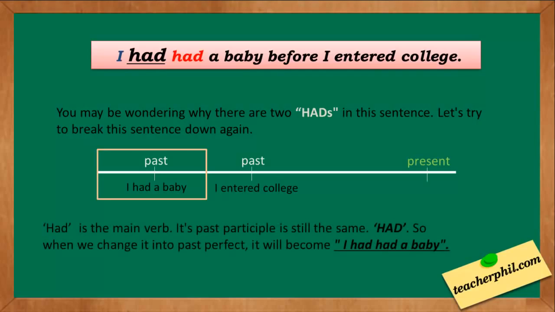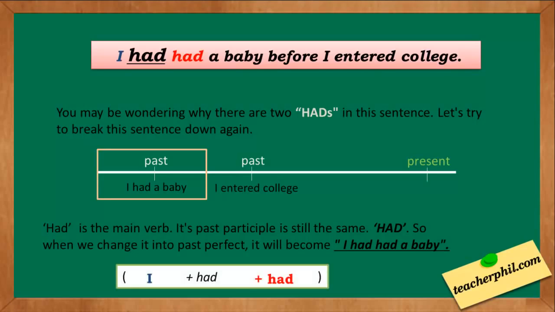Had is the main verb. Its past participle is still the same, had. So when we change it into past perfect, it will become, I had had a baby. I plus had plus another had as the main verb.